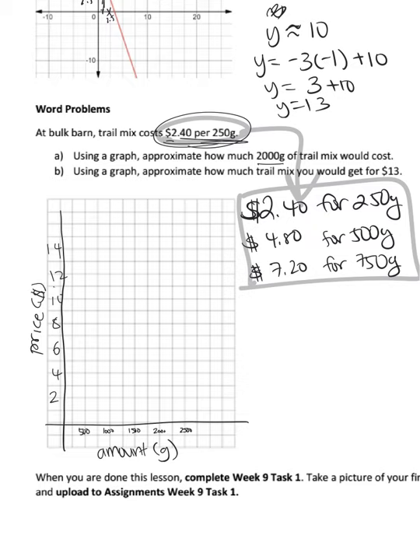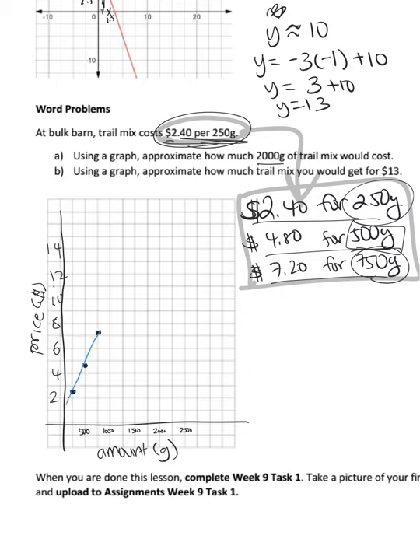We have these points to graph now. At 250 grams, it's going to cost us just over $2, so it goes somewhere over here. At 500 grams, it's going to cost us $4.80, so we go somewhere over here. At 750 grams, it's going to cost us $7.20, so it goes somewhere over here. So this is the graph that we have from the data.